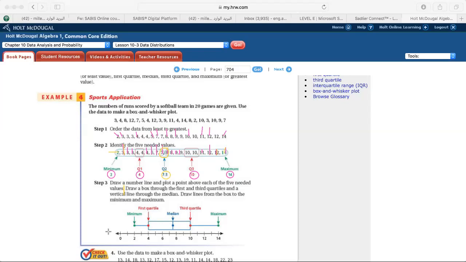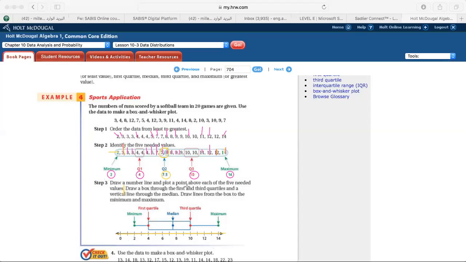Okay, so I will draw here a number line. Here from 0 to 14. Why from 0 to 14? Because the maximum number that I have here is 14, so I'm going to plot a number over 14. And I will start from 0 because the least number that I have is 2.